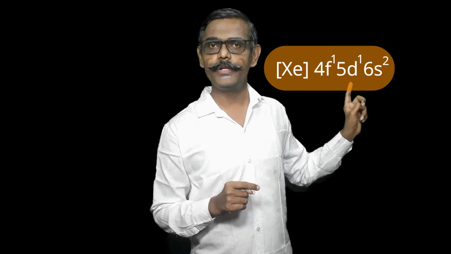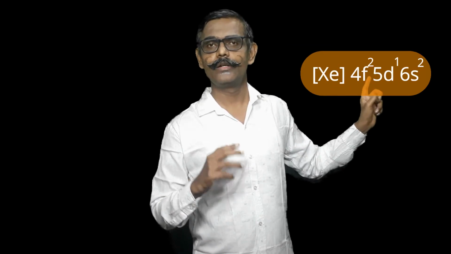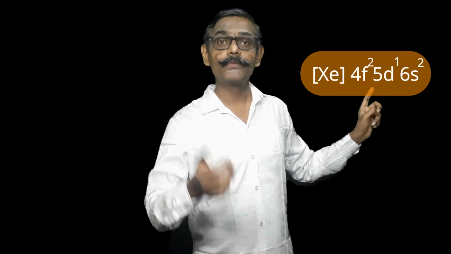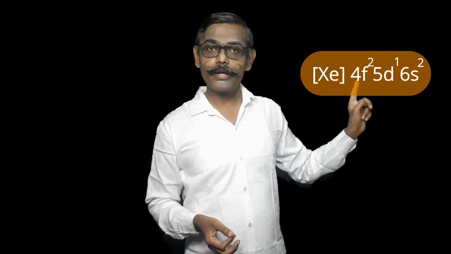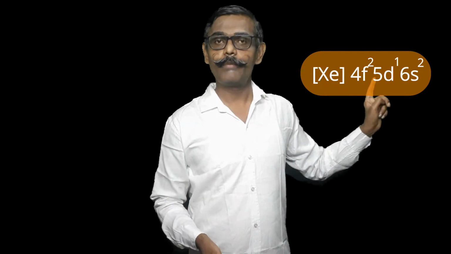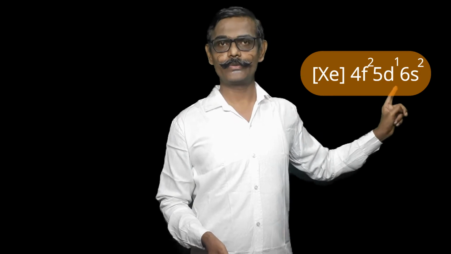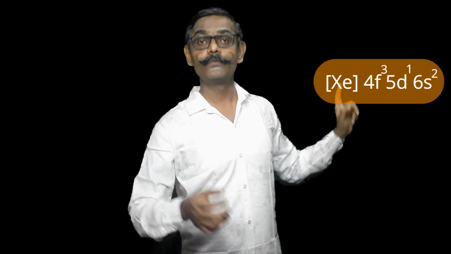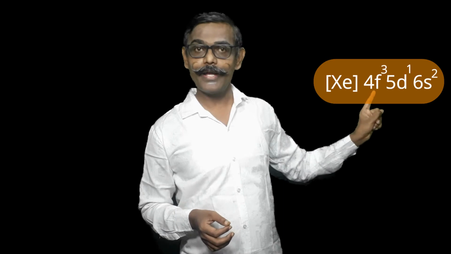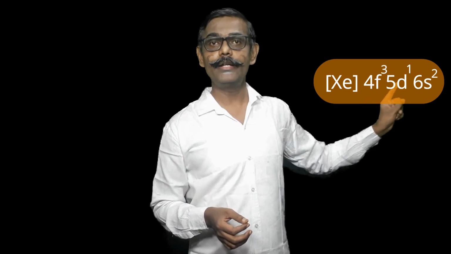Likewise, for cerium, what is the ideal electronic configuration? Yes, xenon, afterwards 4f1, the first electron in the f orbital now, 5d1, 6s2. Praseodymium, xenon, 4f2, 5d1, 6s2. Neodymium, xenon, 4f3, 5d1, 6s2.